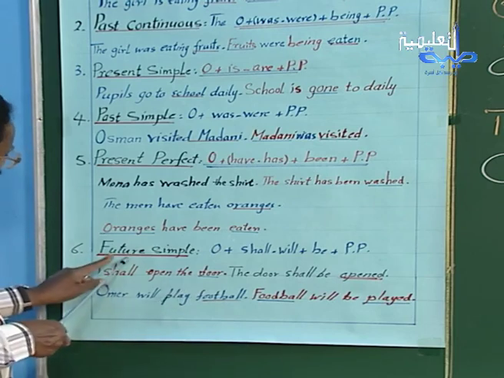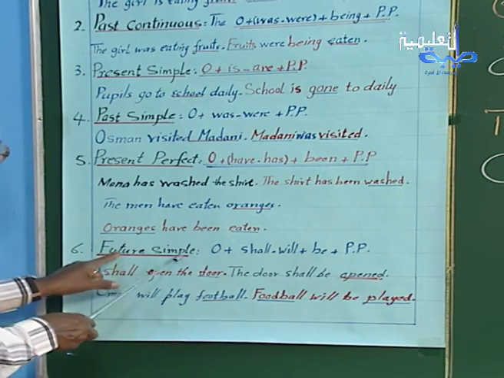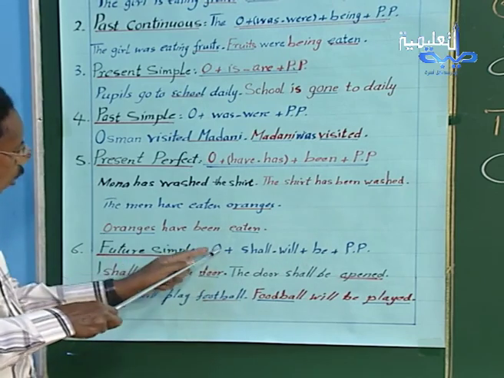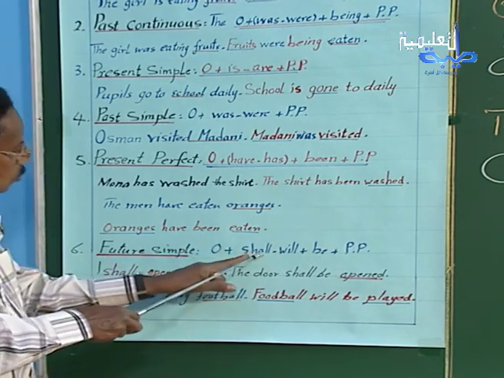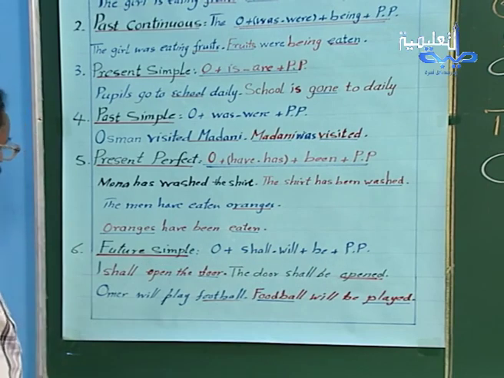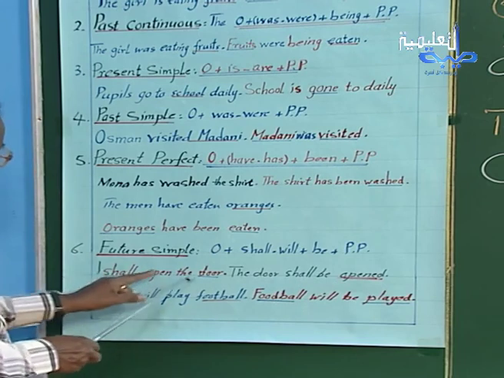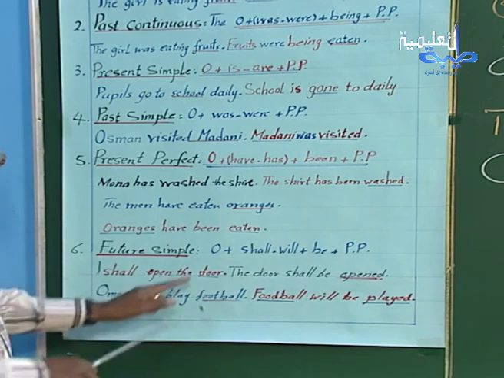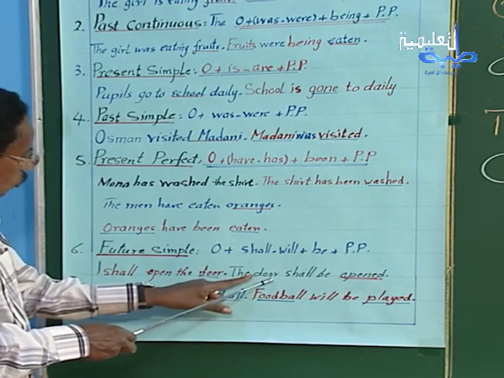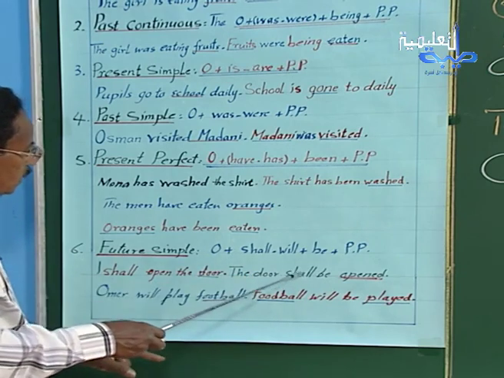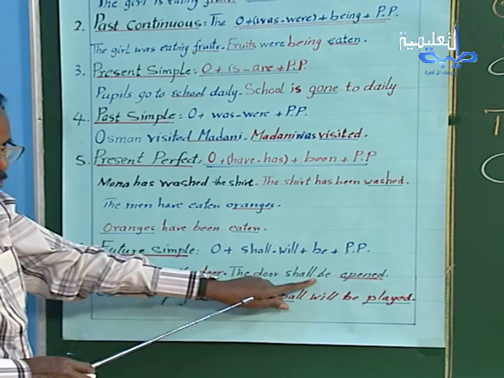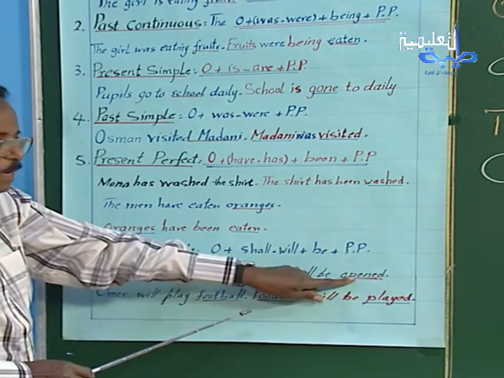For the future simple, the rule is object plus shall or will plus be plus past participle. For example, I shall open the door. The door is the object. So we start with the door. The door will be open, not shall. The door will be open.